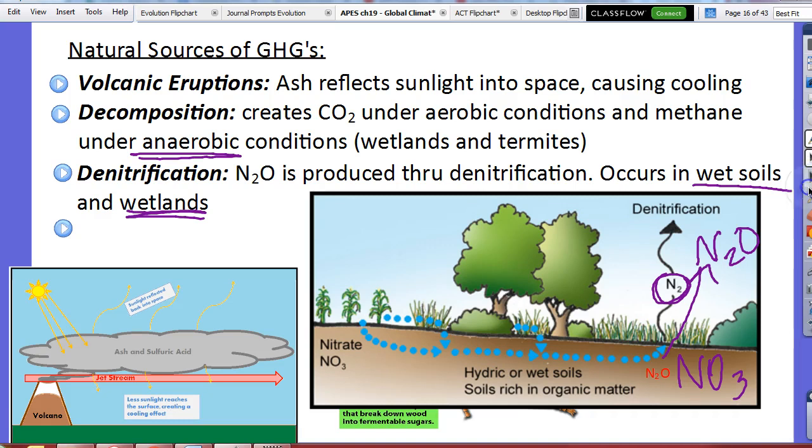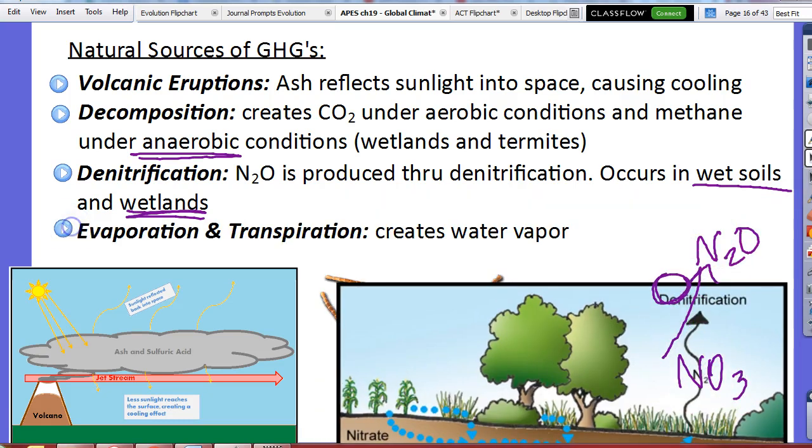And then last but not least, we have evaporation and transpiration, which create water vapor, which we know is a greenhouse gas.